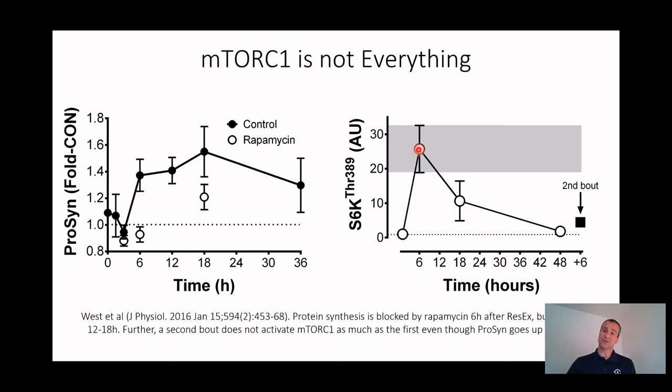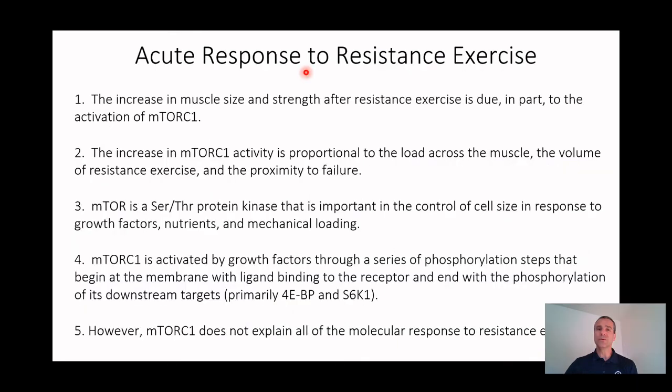All right, so in our acute response to resistance exercise, the increase in muscle size and strength after exercise is related to the activation of mTOR complex 1. The increase is proportional to the load across the muscle, the volume of resistance exercise, and the proximity to failure. The more you get towards failure, the greater the number of muscle fibers getting activation of mTOR, and the greater the increase in protein synthesis and muscle size and strength.